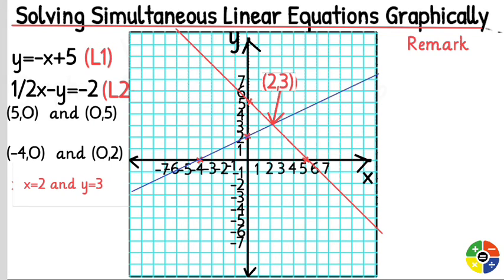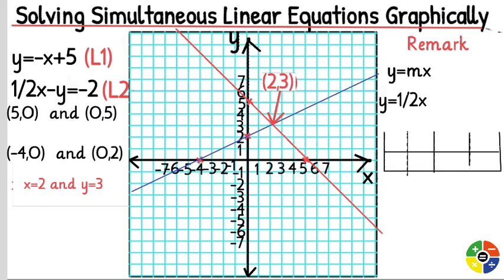Remark: for a graph of the form y = mx, it passes through the origin and therefore has no intercept. We may choose any 2 points satisfying the equations. For example, for the line y = half x, we can draw the table below and then obtain values of y when x is equal to 1, 2, and so on. And we are going to obtain the following values.